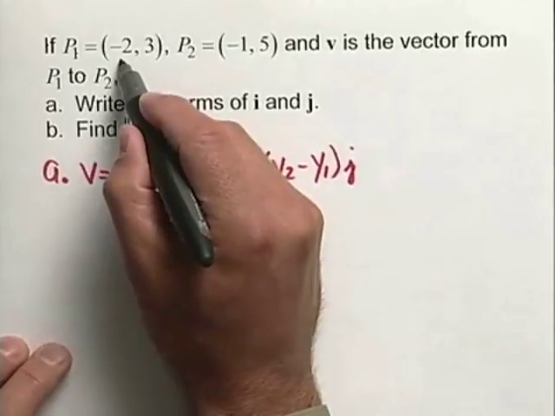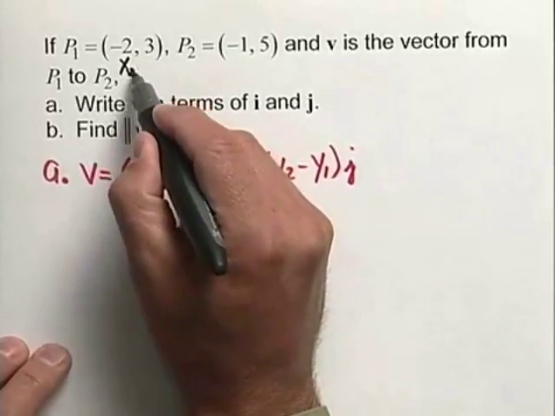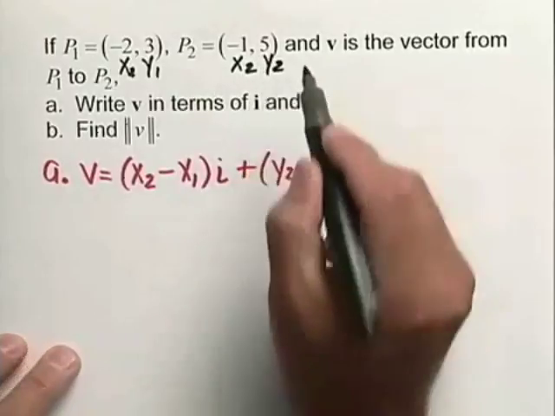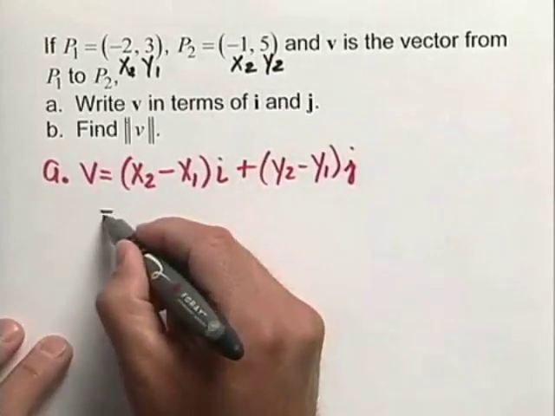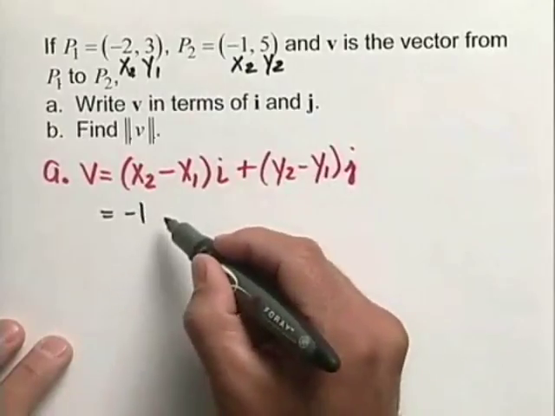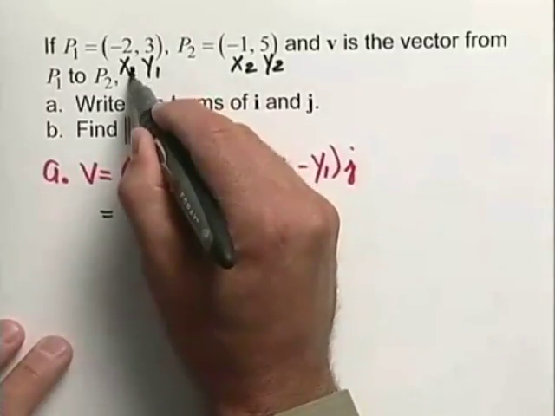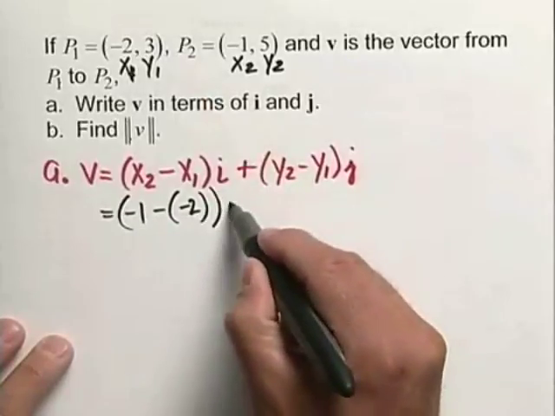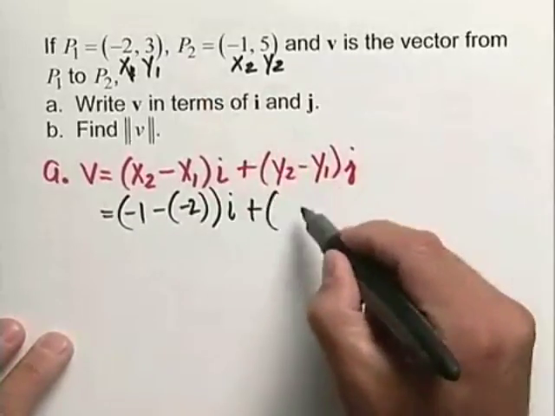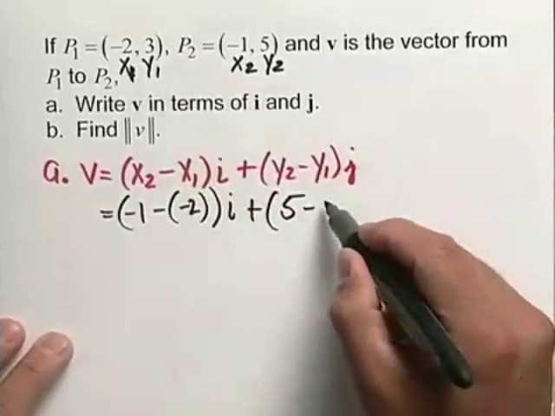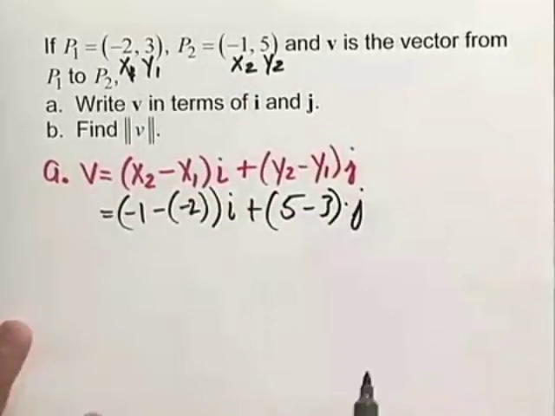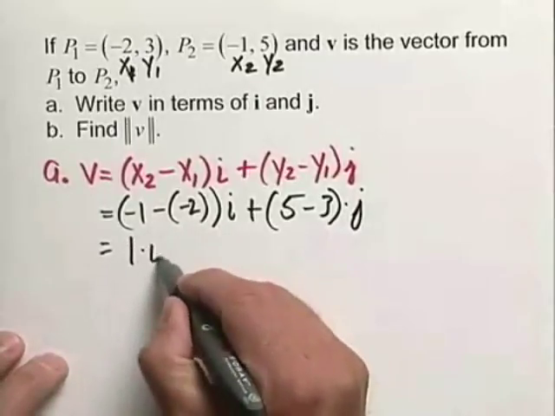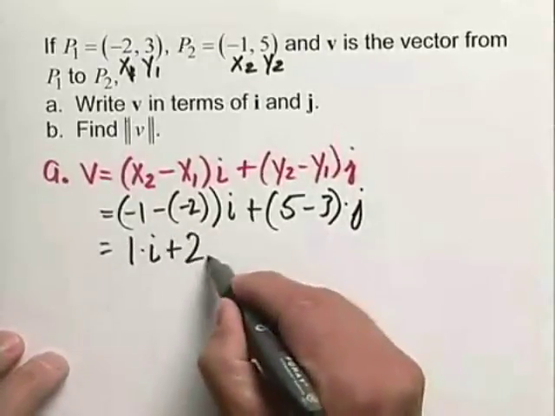A good idea would maybe be to label these x1, y1, and x2, y2, and plug into our formula. So V in this case will be x2, which is -1, minus x1, remember that's -2, the quantity, times i, plus y2, which is 5, minus y1, which is 3, times j. So when we clean this up, -1 plus 2 will give us 1 times i plus 2j.